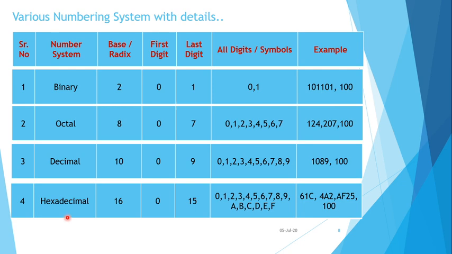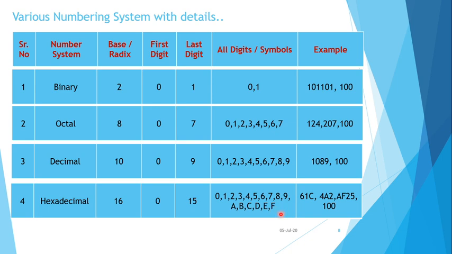And the last is the hexadecimal number system. Hexa means 16. So the base for hexadecimal is 16. The first digit is 0, the last digit is 15, and the symbols are 0 to 9, and then A, B, C, D, E, F.